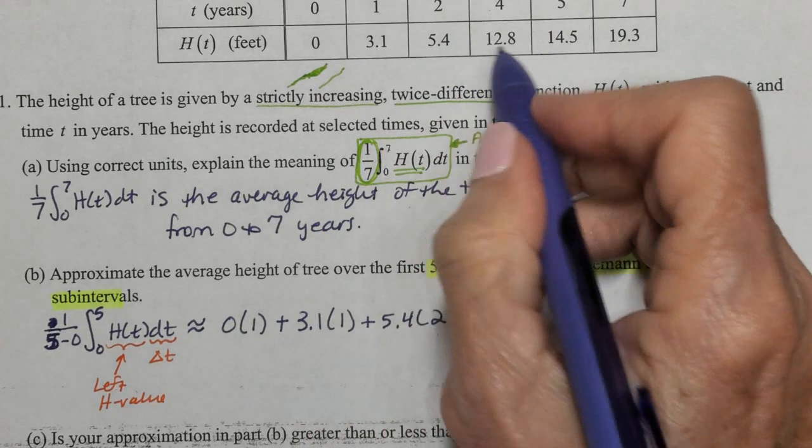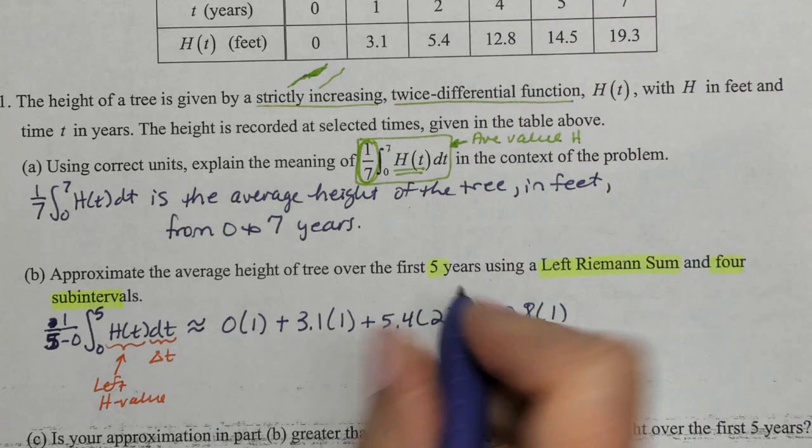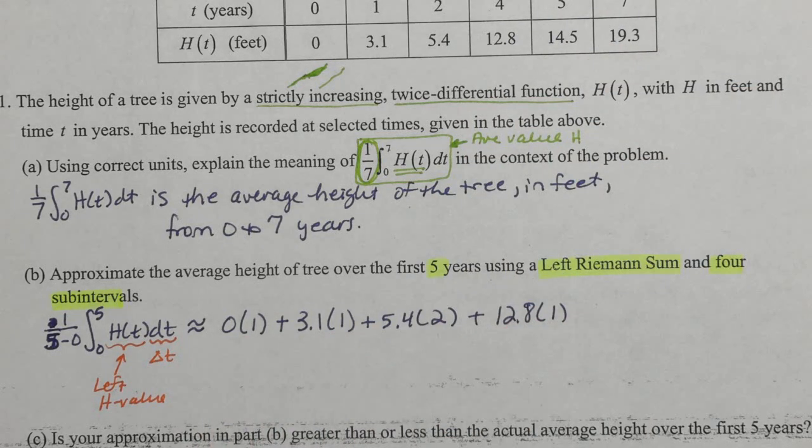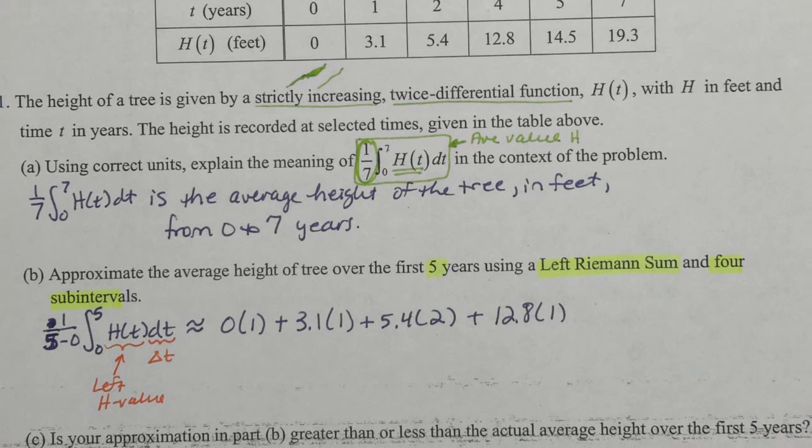The next left height is 12.8. Multiplying that by a 1. There are our 4 subintervals. We're not going to go to 7. Okay? Now, are we done?